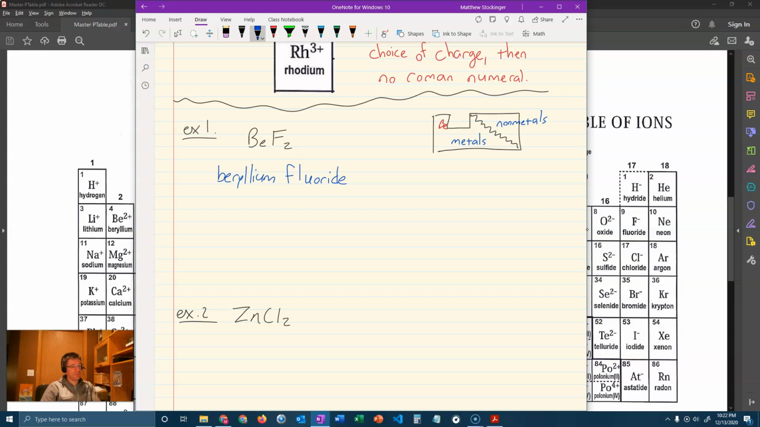Feels like we're done, but we should do our quick check for a transition metal. Is beryllium a transition metal? Is there more than one choice of charge? And it isn't. It's in the alkali earth metals. It's only 2+. So we're done. Beryllium fluoride. No prefixes. Easy peasy lemon squeezy.